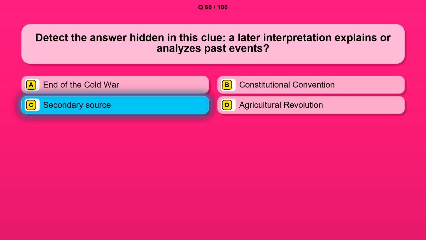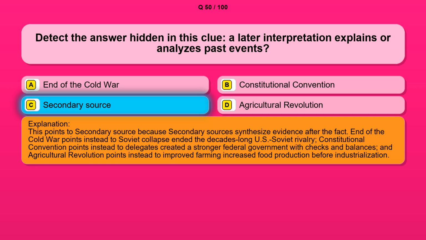The correct answer is option C, secondary source. This points to secondary source because secondary sources synthesize evidence after the fact. End of the Cold War points instead to Soviet collapse ended the decades-long US-Soviet rivalry. Constitutional Convention points instead to delegates created a stronger federal government with checks and balances. And agricultural revolution points instead to improved farming increased food production before industrialization.